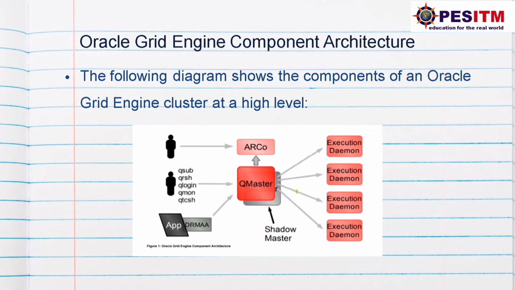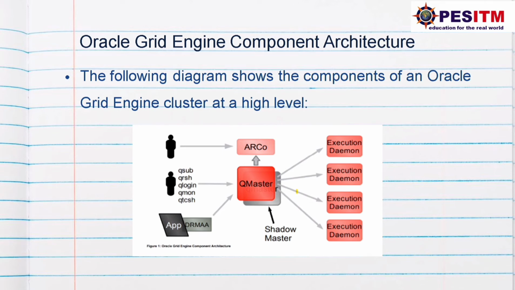At a fixed interval, each execution daemon will send a report of its status to the QMaster. If the QMaster fails to receive several consecutive load reports from an execution daemon, the QMaster will mark that execution host and all its resources as no longer available and will remove it from the list of available job scheduling targets. Jobs are sent to the QMaster in a variety of ways.